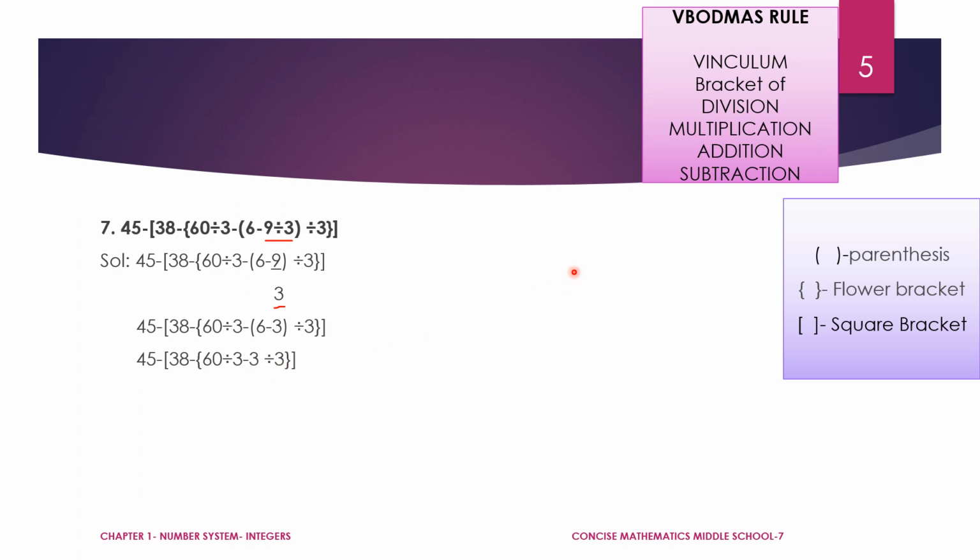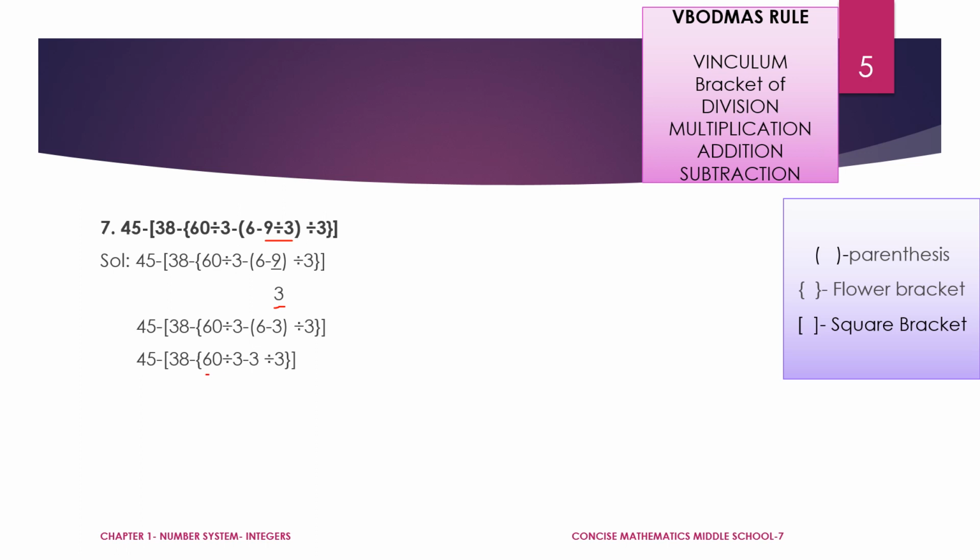Now, there is no vinculum, right? There is no parenthesis. Even in the bracket, we have solved this parenthesis. Now check for the flower bracket. Yes, here in the flower bracket it is 60 divided by 3 minus 3 divided by 3. Right? These are the integers in the flower braces. Even here, you need to check for division. Do you have any division over here? Yes, you have two divisions.